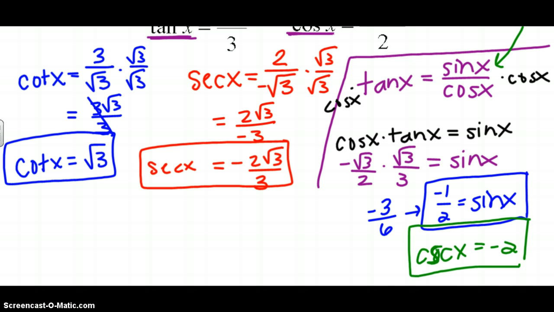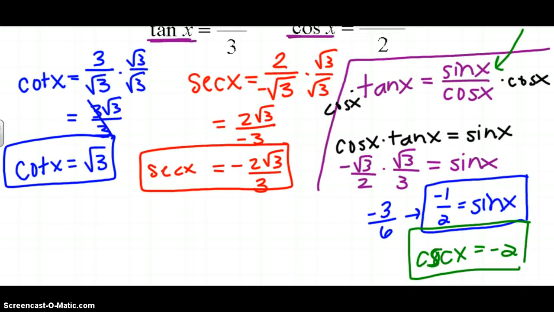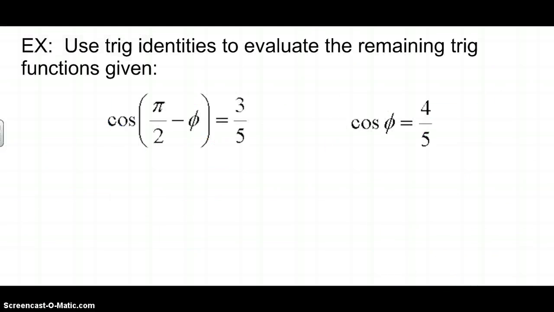So I just use all of my identities to help me find the remaining trig functions. Yes, you have the option of drawing a triangle, but sometimes using identities just makes it a little bit quicker without needing to draw the picture. Alright, use trig identities to evaluate the remaining trig functions. So looking at this little symbol right here, it's just a Greek letter, okay? It just means an angle. This right here, according to our identities chart, would be equal to just the sine of phi, of that angle.